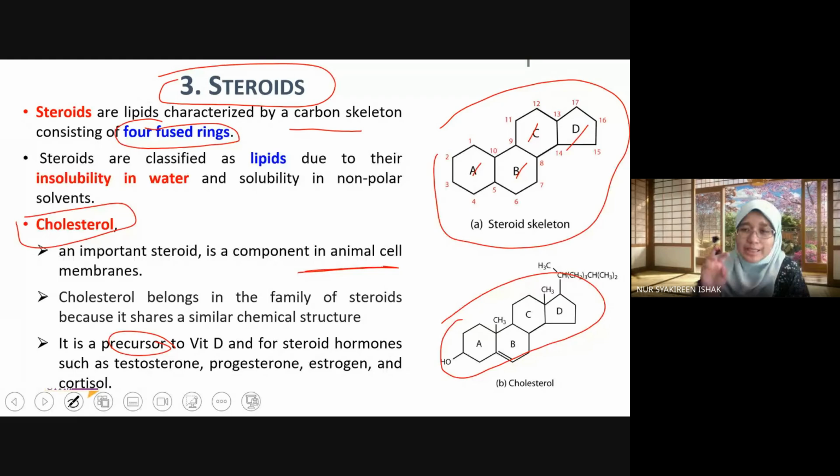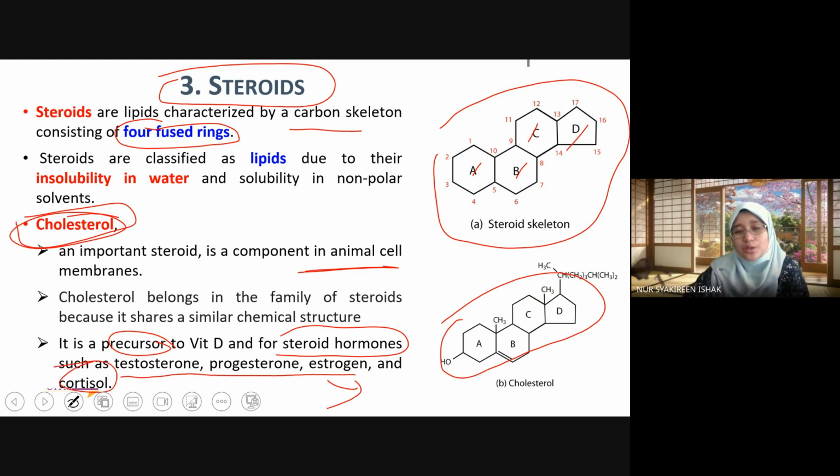Okay. So it is the precursor. What is a precursor? The initial molecule to produce other steroids such as sex hormones, such as testosterone, estrogen, progesterone, cortisol, all the hormones that are made up of steroids. Initially, they are from cholesterol. Okay, so it is a precursor to vitamin D and for steroid hormones such as testosterone, progesterone, estrogen. These are sex hormones, and also cortisol.